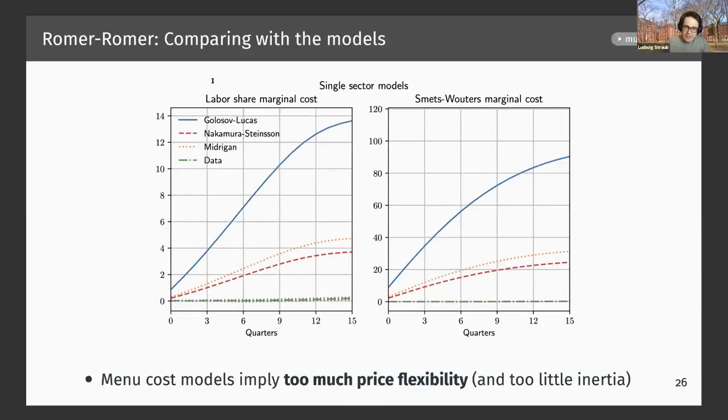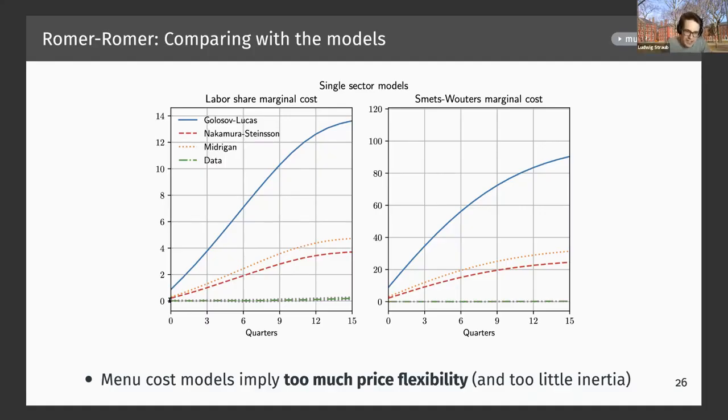Just focus on the left plot here. The right plot is an alternative approach that we do using a more structural model, the Smets and Waters model. On the left, we literally feed in the labor share marginal cost response from the data. We feed that into the models and then compute the price level.